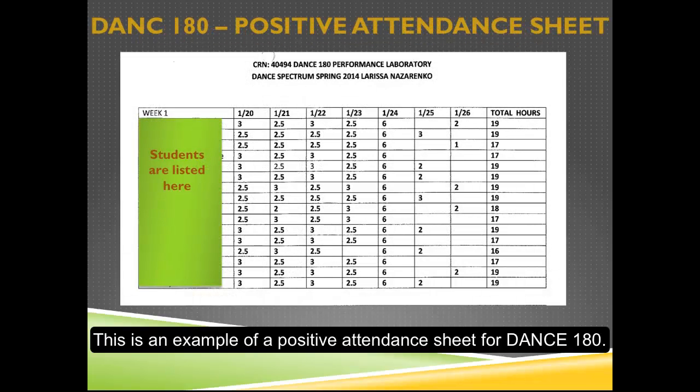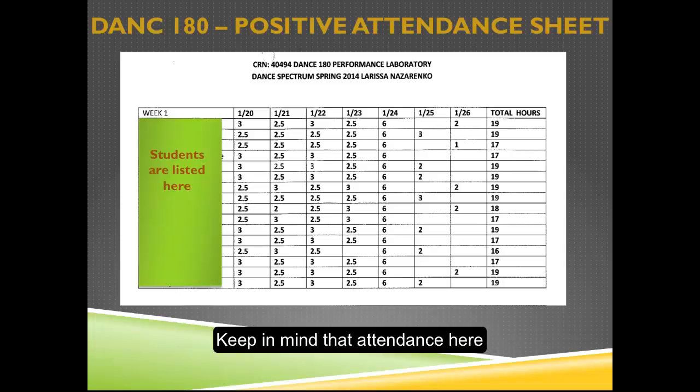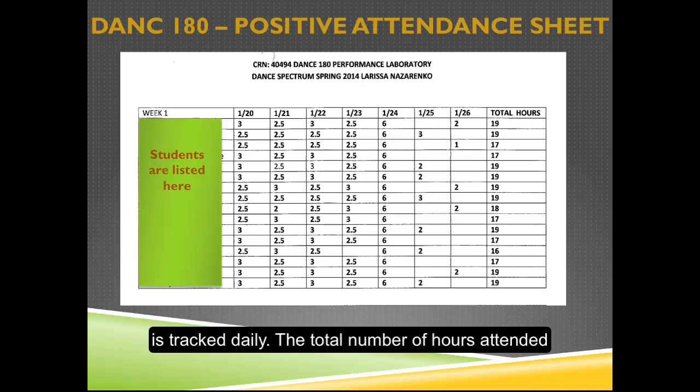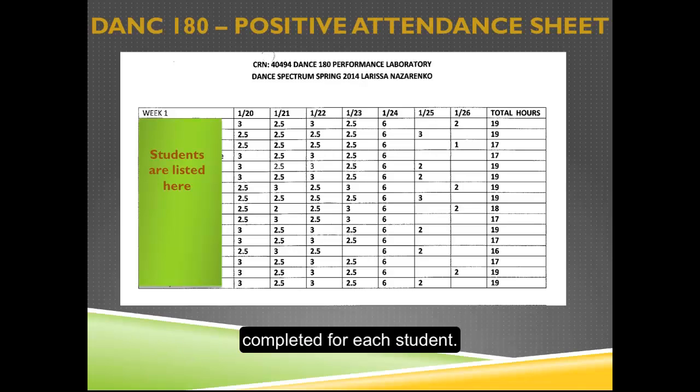This is an example of a positive attendance sheet for Dance 180. Keep in mind that attendance here is tracked daily. The total number of hours attended for each day is clearly marked in the attendance sheet, and for that week, there is also the total hours completed for each student.